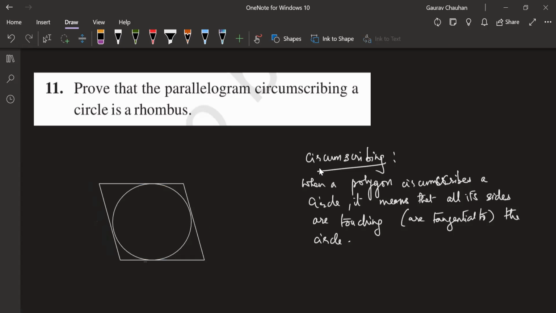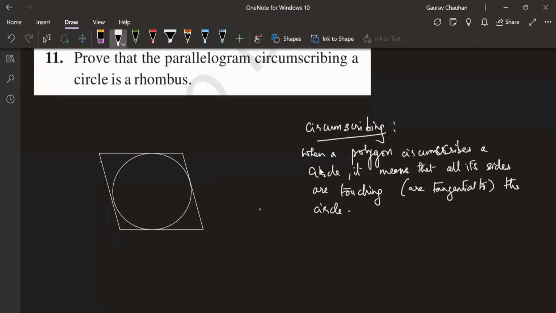See if I move this here. Yeah, I got a parallelogram which is circumscribing the circle. Perfect diagram. Okay. It's not perfect, there is a little gap here, but you get the picture, right? It should be tangential. We're saying prove that it is a rhombus.